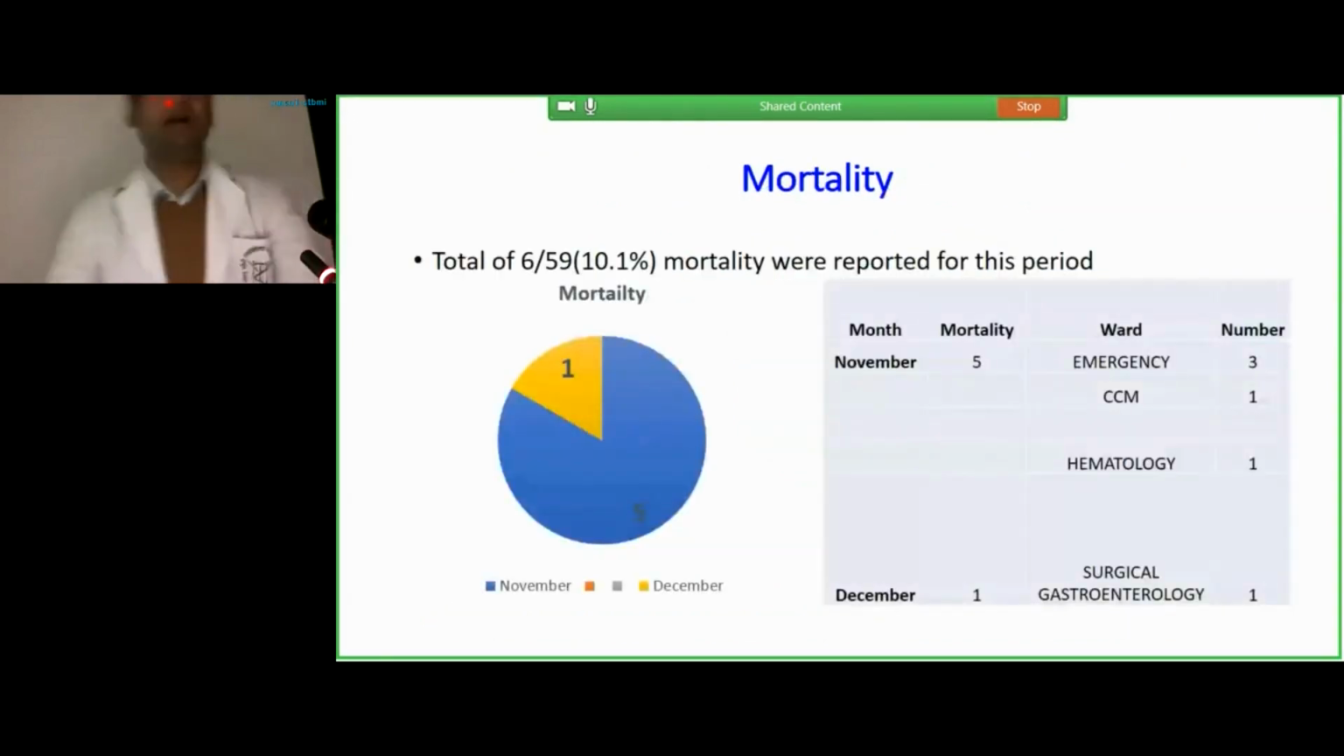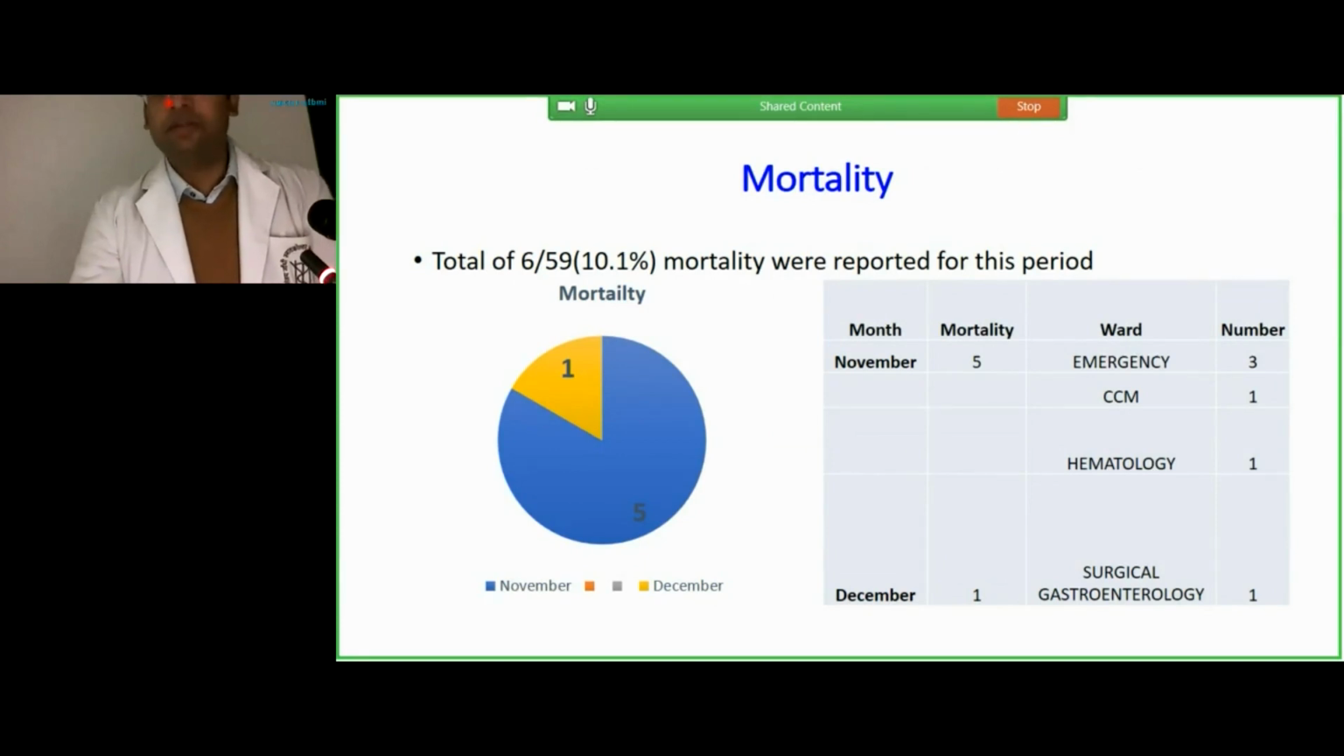Coming to the mortality part, out of the 59 cases, 6 mortalities were reported for this period. 5 were reported in the month of November, which was 3 from emergency, 1 from CCM, and 1 from the hematology ward. In the month of December, 1 mortality was reported, which was from the surgical gastroenterology ward.